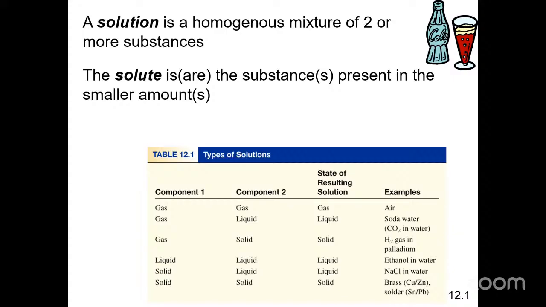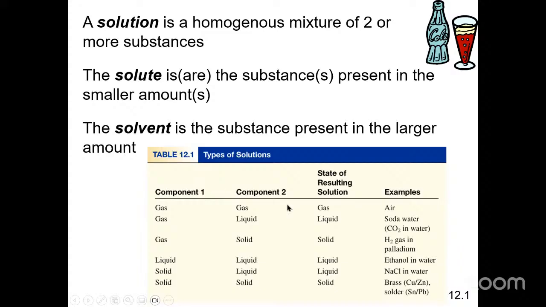You can also, of course, have two liquids dissolved in each other. So an example of that would be ethanol and water. And then you can also have a solid dissolved in a liquid like sodium chloride and water. And then you can have two or more solids dissolved in each other. So some examples are given there. Brass, for example, is a mixture of copper and zinc, and solder is a mixture of tin and lead. So these are all examples of solutions, all right?